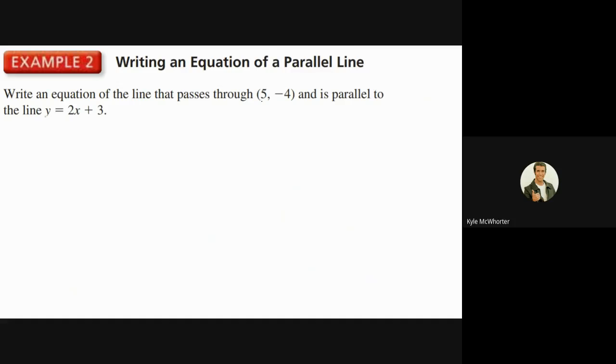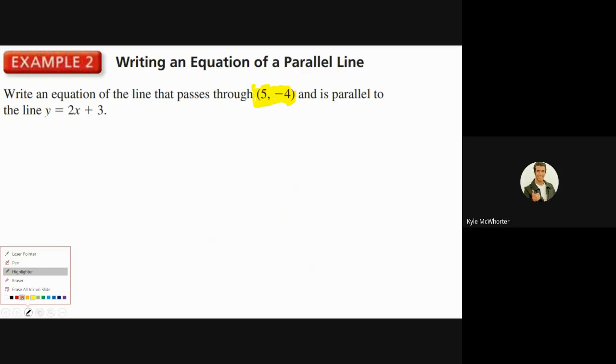Write an equation of a line that passes through (5, -4) and is parallel to the line y equals 2x plus 3. Well, to write the equation of the line, one way to do it is with a point and a slope. So here they give us a point. This is the point they give us. And then they tell us that the line is parallel to this line, y equals 2x plus 3.